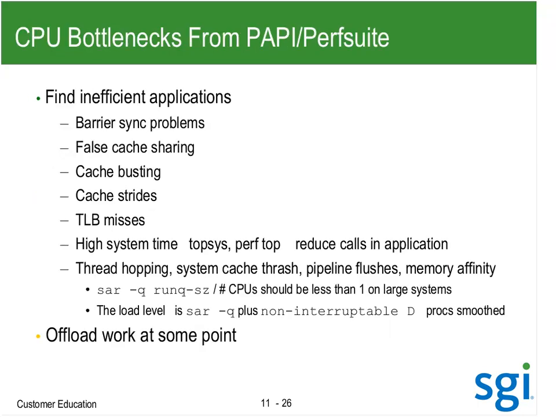So CPU bottlenecks, if you have them, first of all, find your inefficient applications. Worry about barrier synchronization, false cache sharing. Cache busting is when my data set is bigger than the cache, and I'm thrashing on cache. Take care of your cache strides, your TLB misses. All these things are in user time. And then we also want to worry about high system time, thread hopping, and in particular, memory affinity.